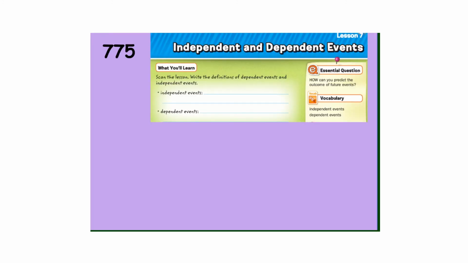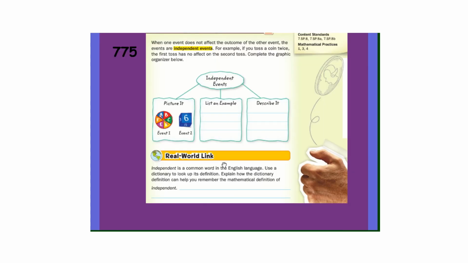Independent and dependent events, page 775 today. When one event does not affect the outcome of the other, they are independent. For example, if you toss a coin twice, the first toss has no effect on the second one. If you toss a heads the first time, it doesn't mean you're going to get a tails the second time. So list an example of an independent event and describe it.